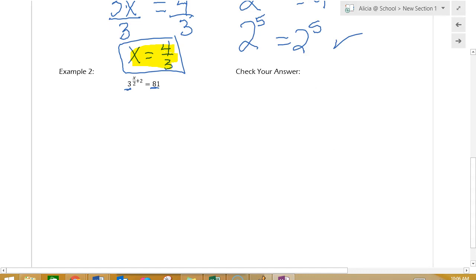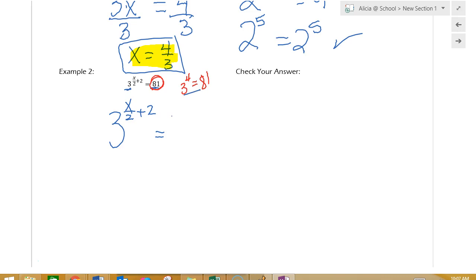So I'm going to go back over here, and I'm just going to write that for myself on the side. 3 to the 4th equals 81. Now, that is how I'm going to rewrite the right side, my apologies. So the left side doesn't change. 3 raised to the x over 2 plus 2 equals. I have to change 81 to have the same base, and we just did that right here. So I'm going to bring down 3 to the 4th power. Now my bases are alike. I can go ahead and set my exponents equal to each other. So x divided by 2 plus 2 equals 4.